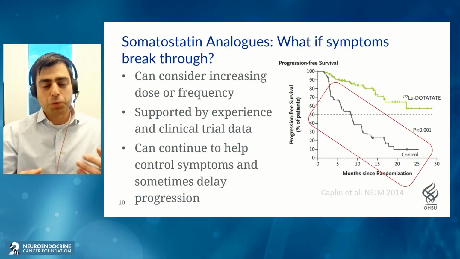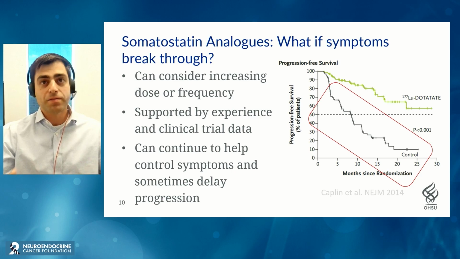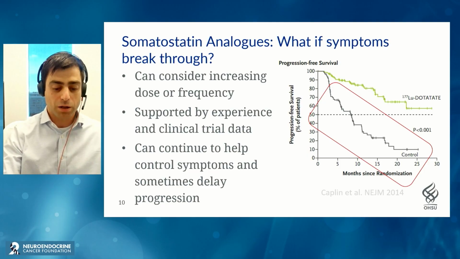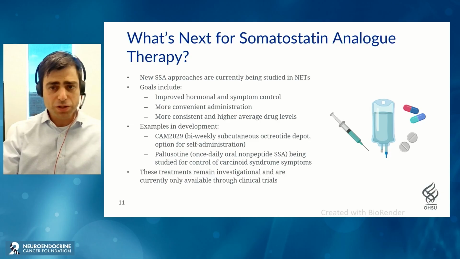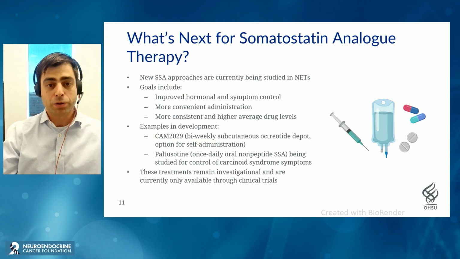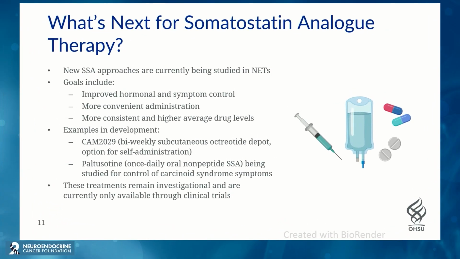And as I mentioned, we oftentimes will continue the Octreotide or the Lanreotide in order to control hormonal symptoms, even if the tumor has progressed. In certain cases, we may even continue it if we think that it may be slowing down the tumor, if not altogether stopping it. So somatostatin analog therapies have been around for quite a long time, but these are actually an active area of research at this time, with goals of research including to improve the hormonal and symptom control, more convenient administration, and more consistent and higher average drug levels.